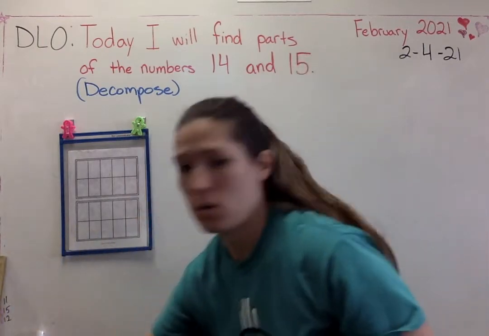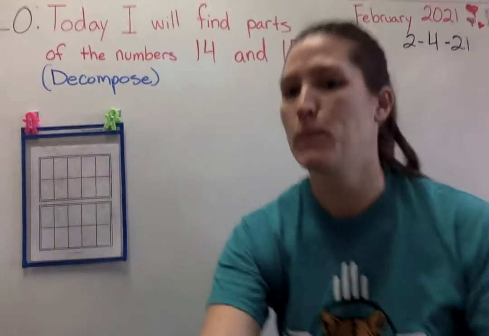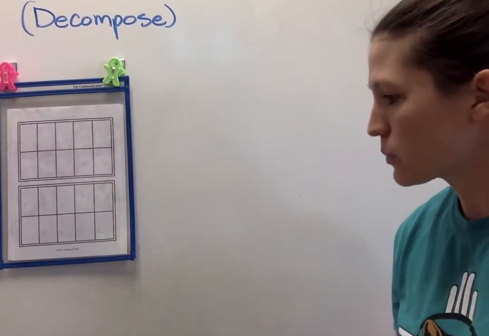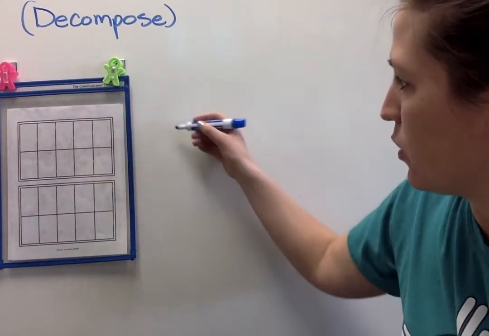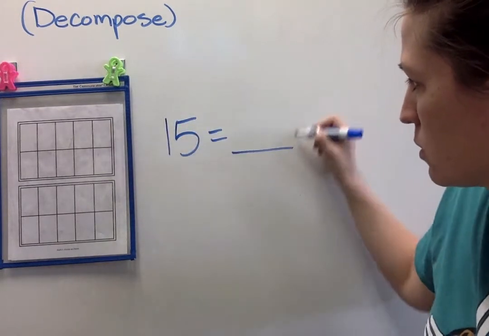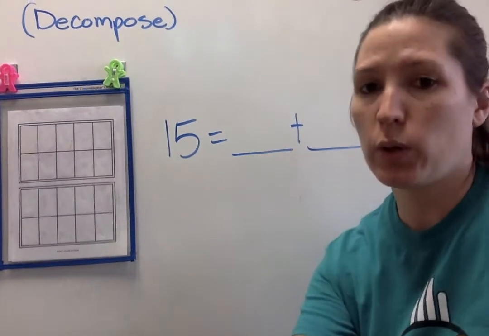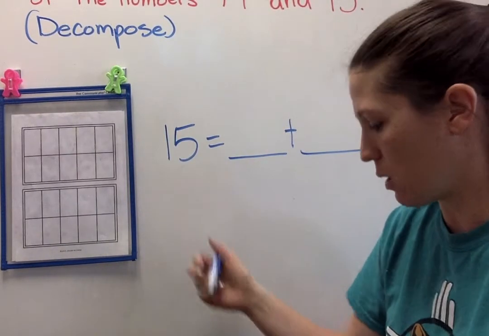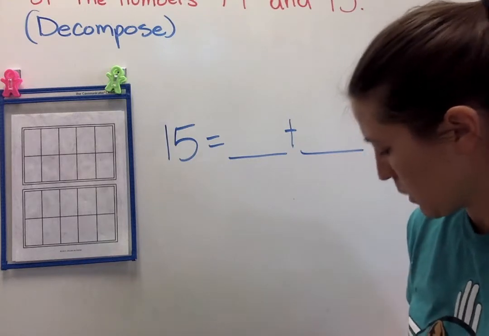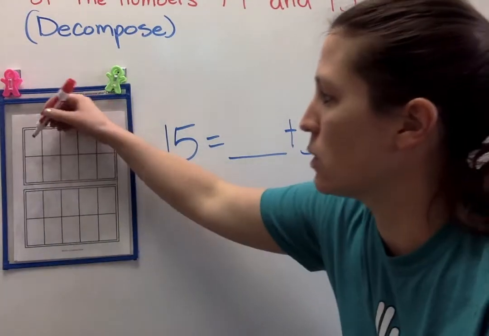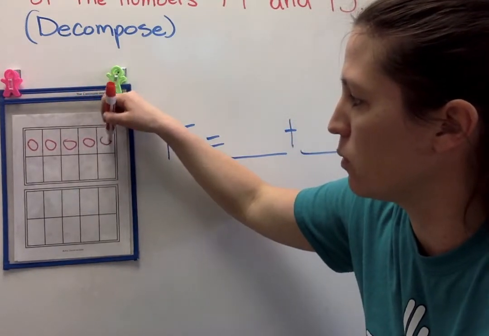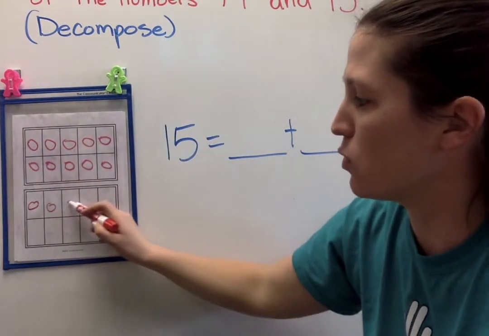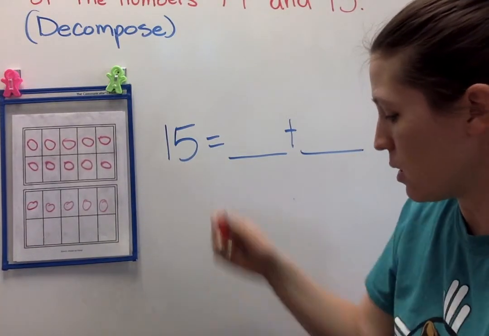Let me scoot this up so you can see better. We're going to use the double 10 frame first, and then we'll use our cubes. So if I've got the number 15 equals, I want to break it up into two parts, two groups. Let's use our 10 frame. We need to first make 15. So let's make it on our double 10 frame. Count with me. Let's get to 15. 1, 2, 3, 4, 5, 6, 7, 8, 9, 10, 11, 12, 13, 14, 15. I made the number that it asked me to make.